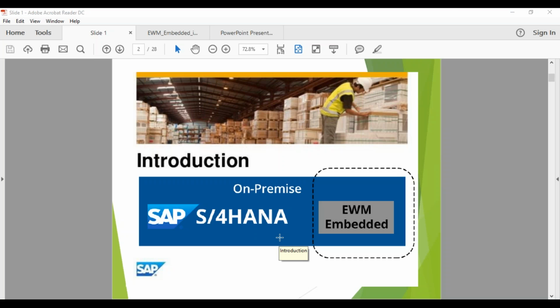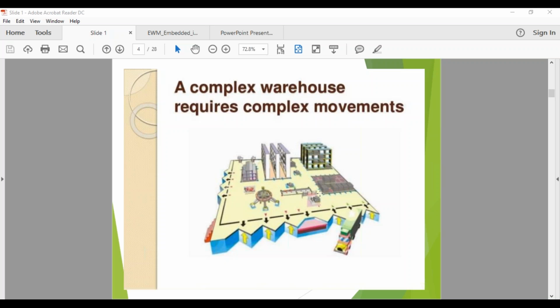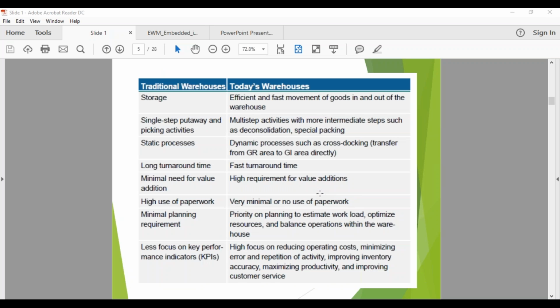In the last week, we discussed the introduction to S/4HANA Embedded Extended Warehouse Management. We discussed the warehouse functionality, how the warehouse works at multiple locations, whether attached to a manufacturing plant, a DC, or a transit warehouse, and what the significance of the warehouse is.